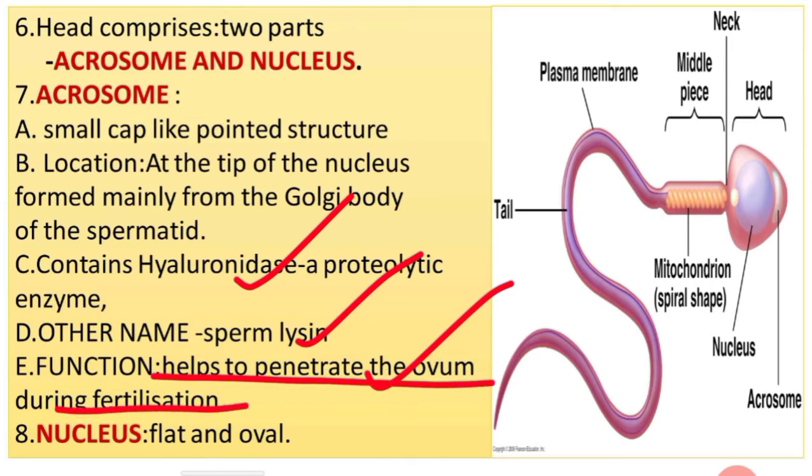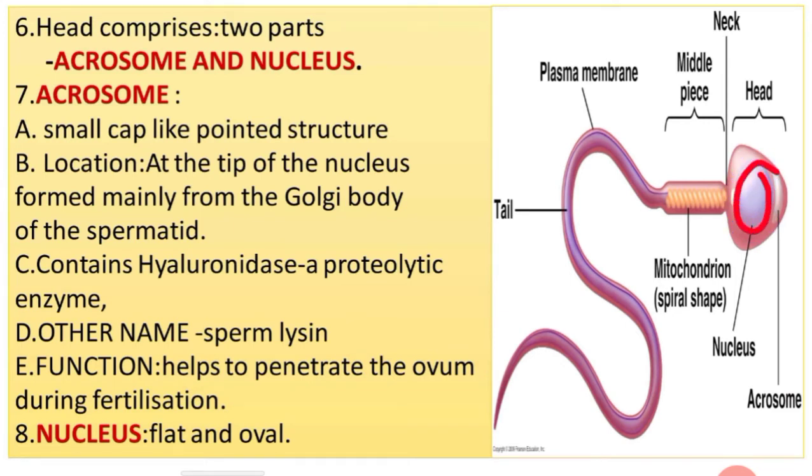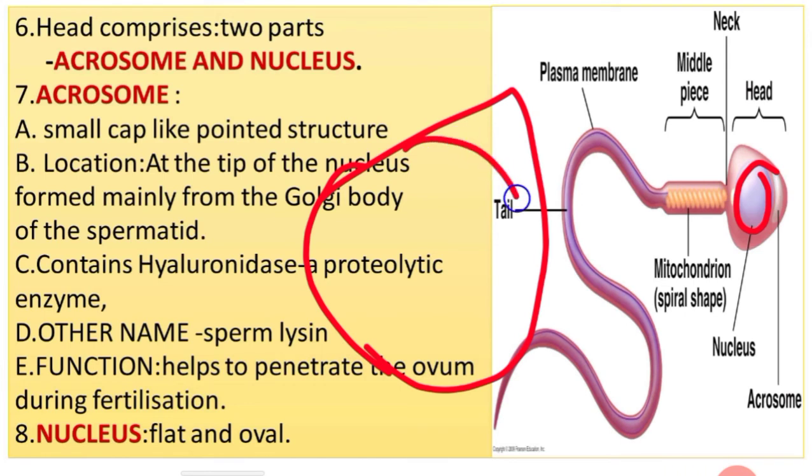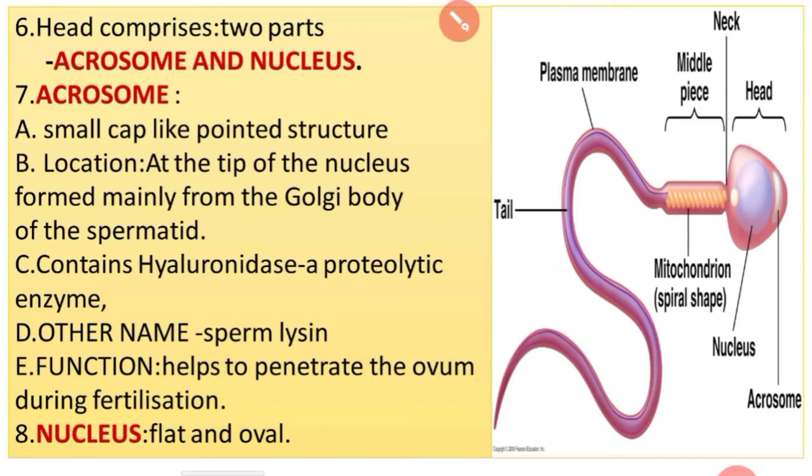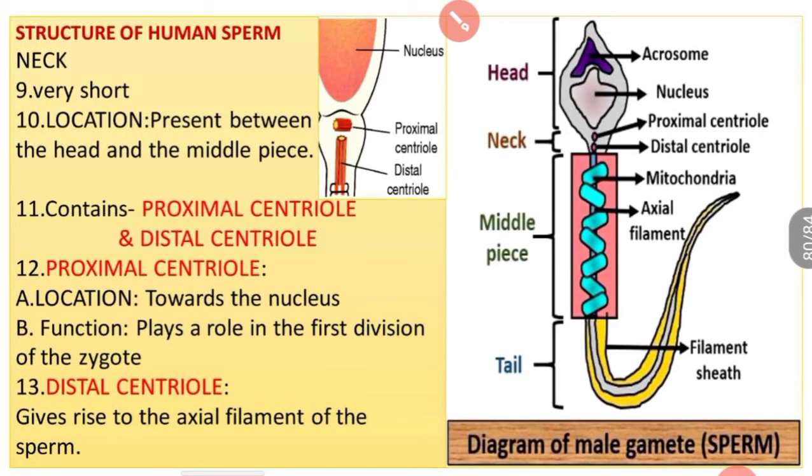Next, nucleus. See the picture, this is the nucleus. In the head part, this is the acrosome, this is the nucleus. The nucleus is a flat oval structure. Got it? Next, in the structure of the human sperm, we are going to see the neck region.